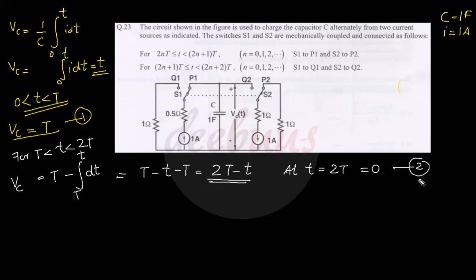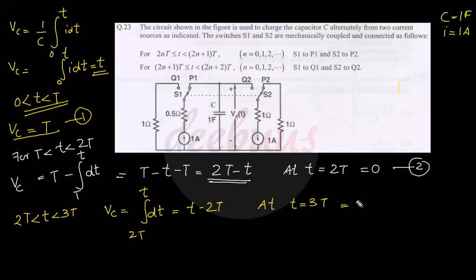This is equation 2. Similarly, for 2T less than t less than 3T, we can evaluate the capacitor voltage. It is again charging from 0 volts. That is Vc equals the integral from 2T to t of dt, that is t minus 2T. But at t equal to 3T, it turns out to be 3T minus 2T, that is T volts, similar to here. This is expression 3.